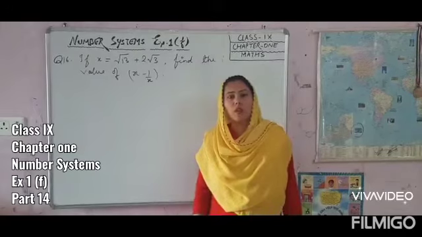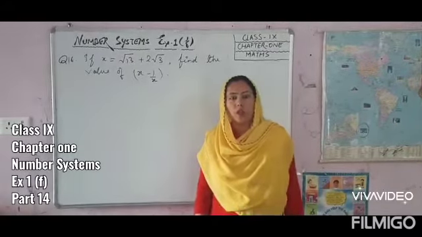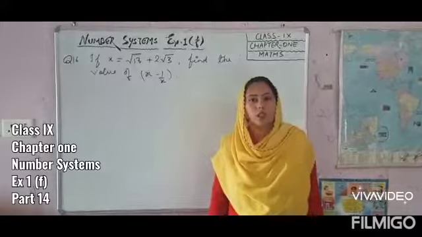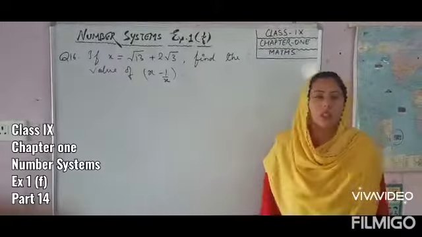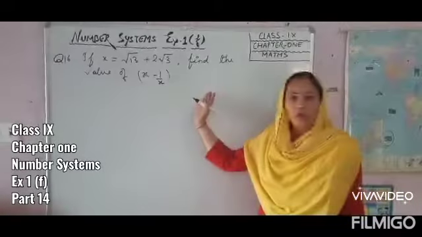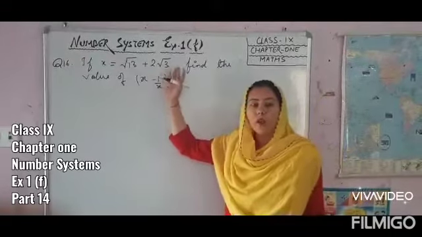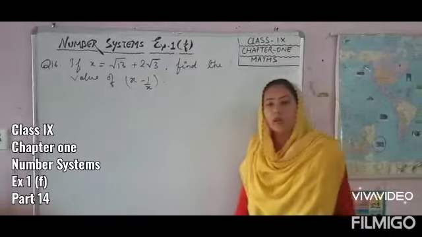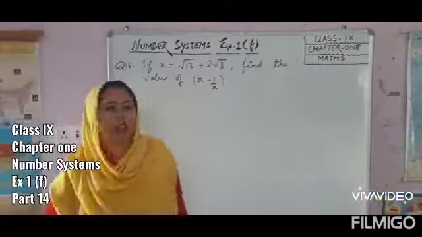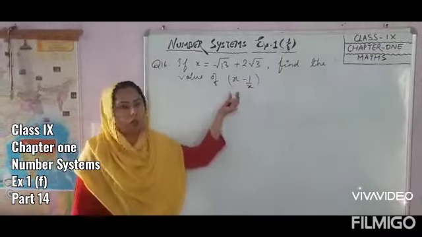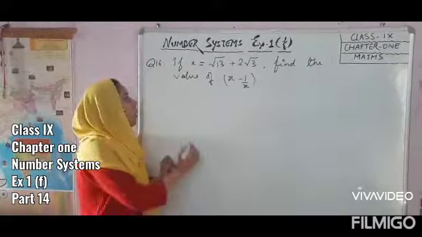In the previous class we solved till question number 15. Today we have to start with question number 16. Question number 16 is this. They have given you the value of x and they said to find the value of x minus 1 upon x. The value of x is given, so you have to find the value of 1 upon x.